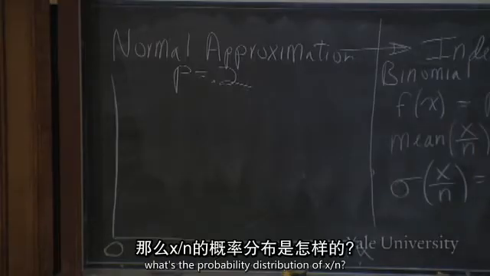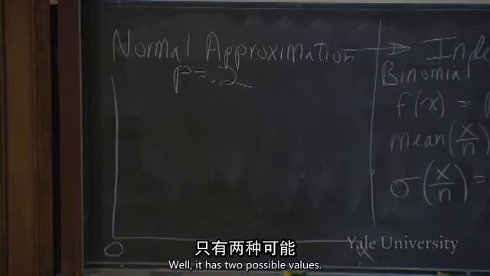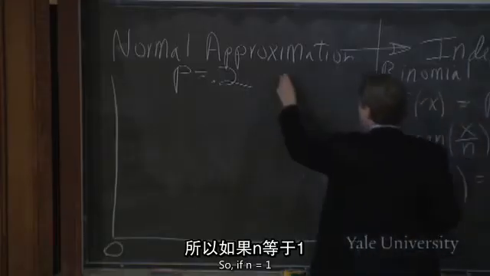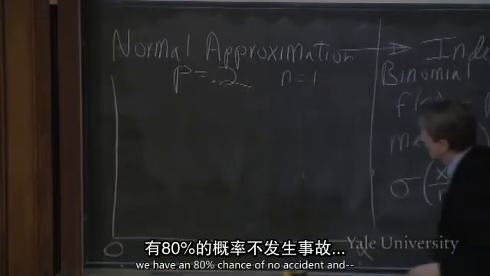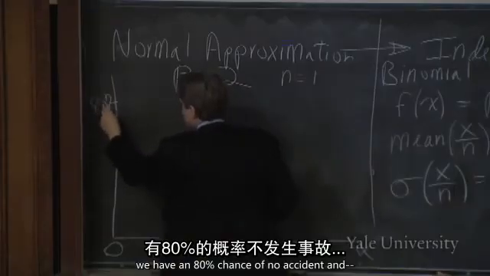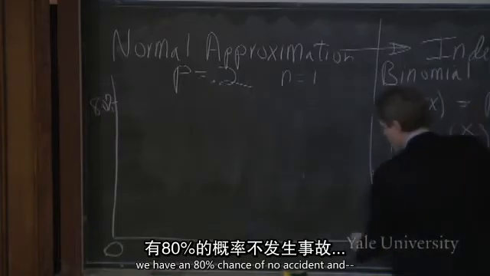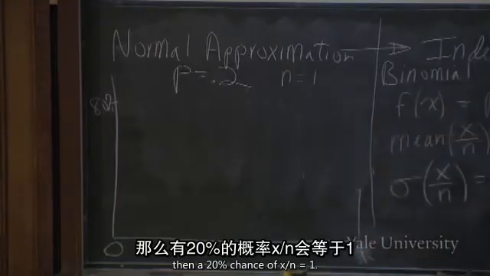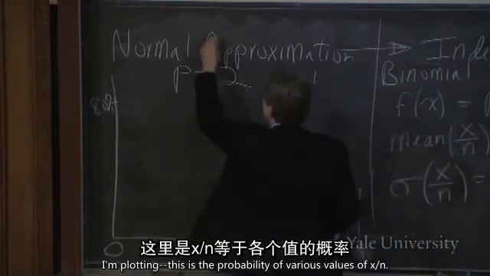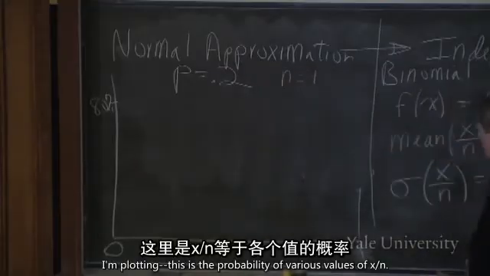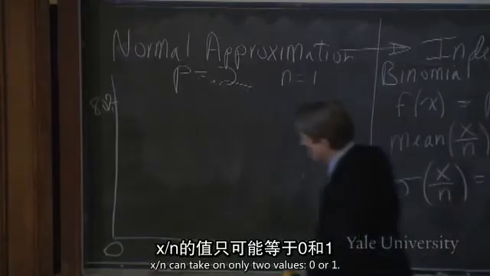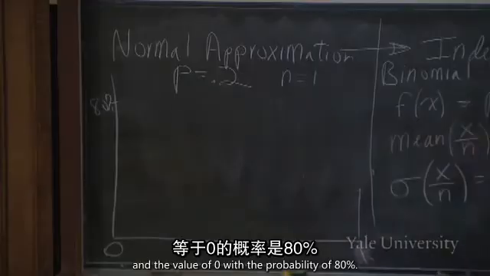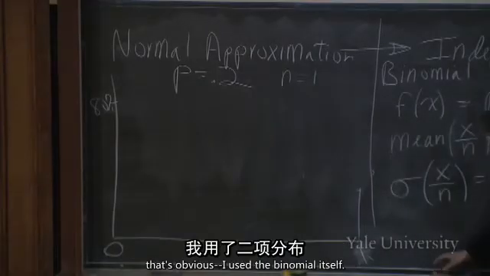If you wrote only one policy, what's the probability distribution of x over n? Well, it has two possible values. It could be that one person doesn't have the accident or does have the accident. So if n equals 1, we have an 80% chance of no accident. Actually, let's make this 1, not 0.4. Then a 20% chance of x over n equals 1. I'm plotting the probability of various values of x over n. If n equals 1, x over n can take on only two values, 0 or 1, and it takes the value 1 with a probability of 20% and the value 0 with a probability of 80%. I didn't use the normal approximation there. That's obvious, right? I used the binomial itself.